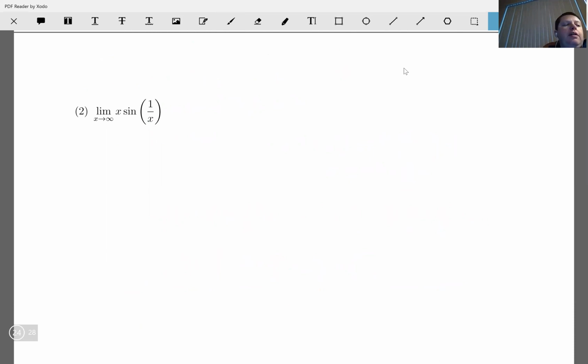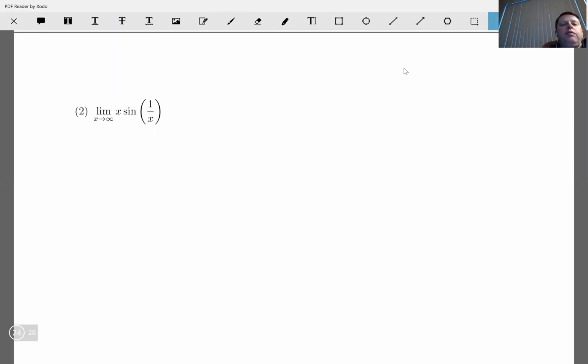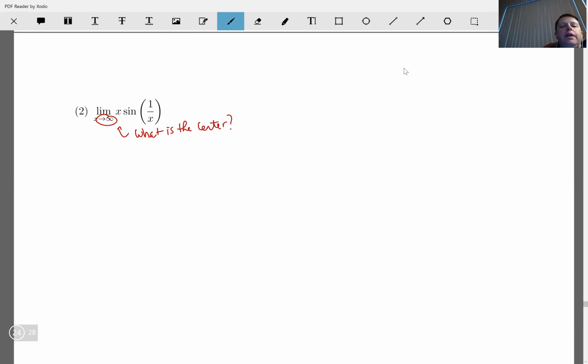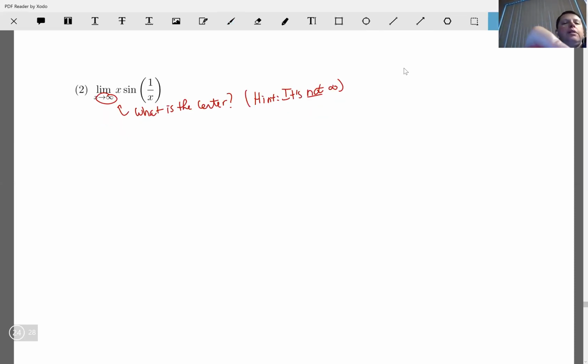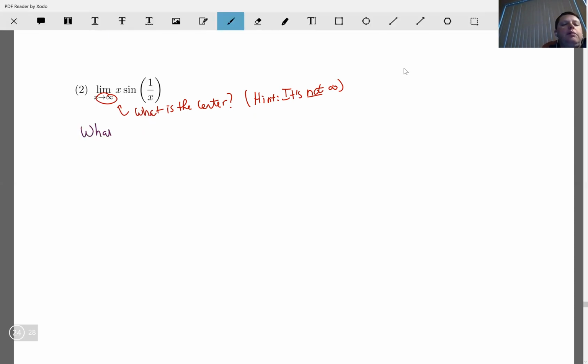Okay, so to be fair, we can't really take the limit. I mean, there's no center. We can't find a center here. So here we have an interesting problem, right? We have x going to infinity. What the heck's the center here? Hint, it's not infinity. Okay, so what do we do? So this one's kind of a special one.